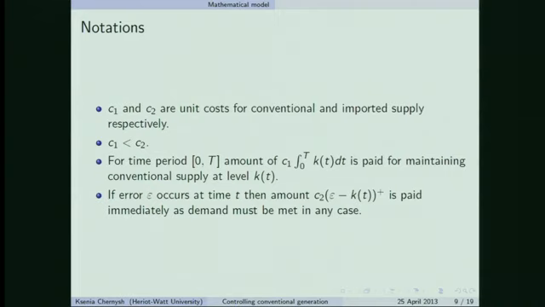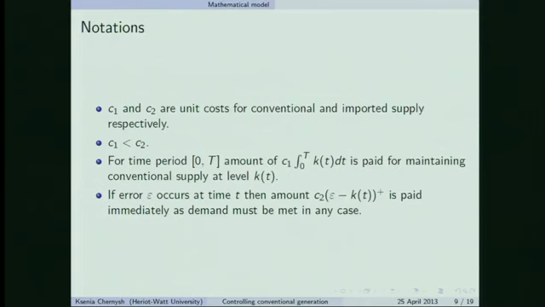For the period from 0 to t, we pay something for maintaining these conventional suppliers at level kt, and this is the integral written here. So C1 is the cost for 1 unit of power, and kt is the level at time t. And if there is a shortfall of energy, an error epsilon, we pay an additional cost.